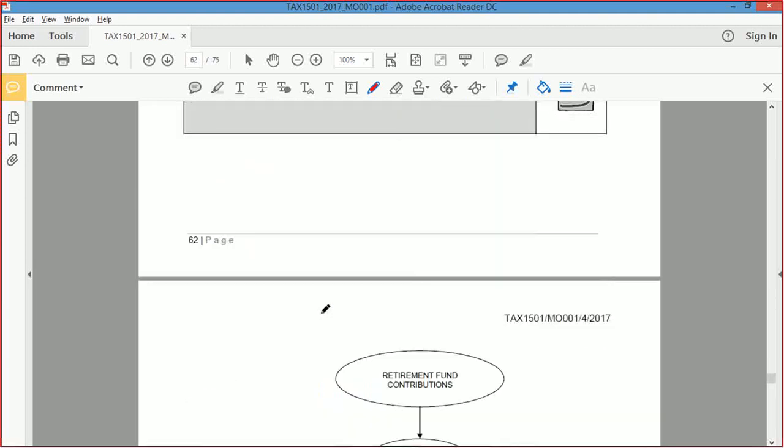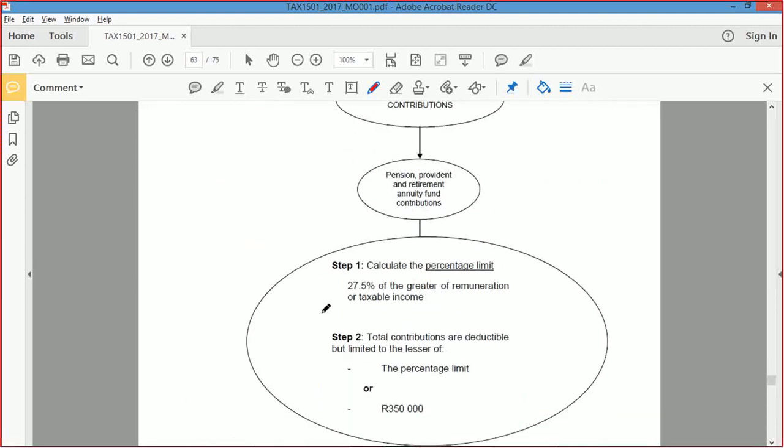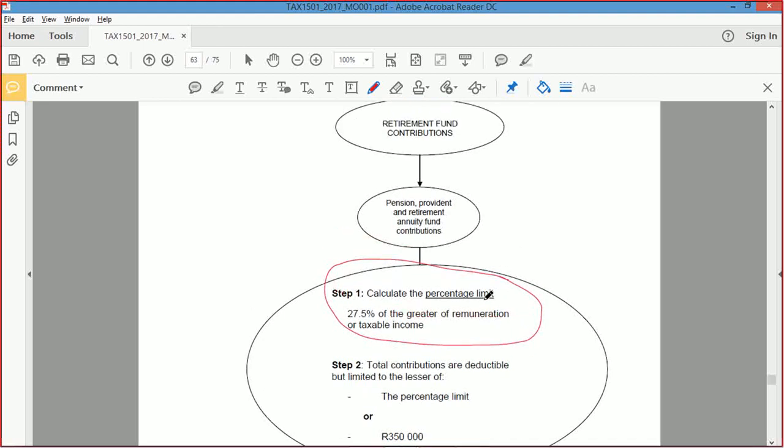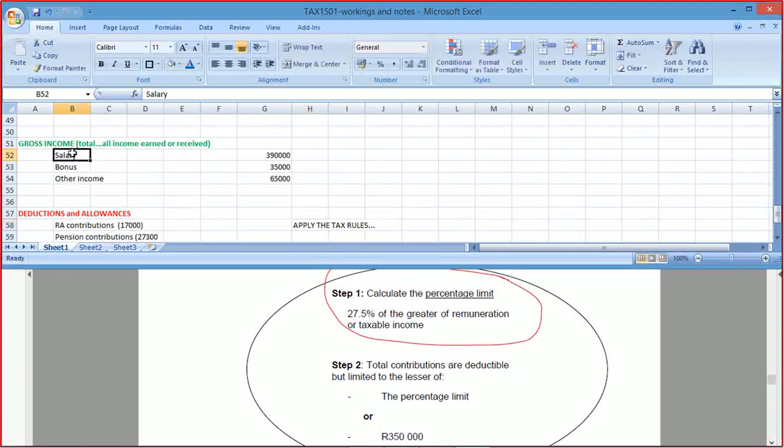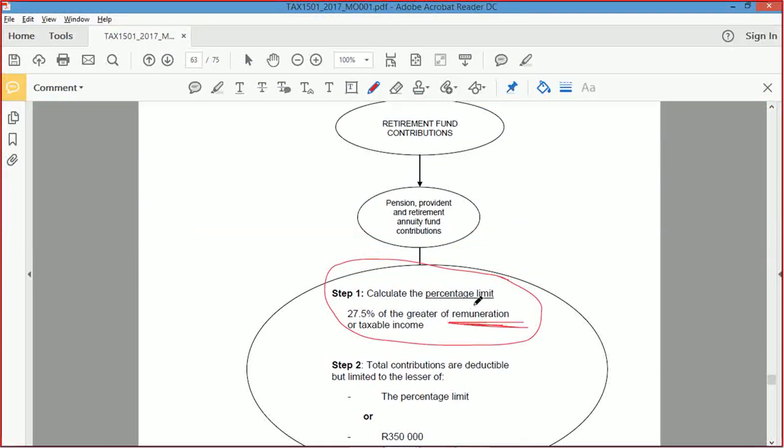Where's that bullet, the bubble? Here's the bubble. Okay, so step number 1, calculate the limit. How much is she allowed to claim? If I look at this scenario, we've got a salary, a bonus, and other income. We need to know what her remuneration is. That's the key. How much is her remuneration?